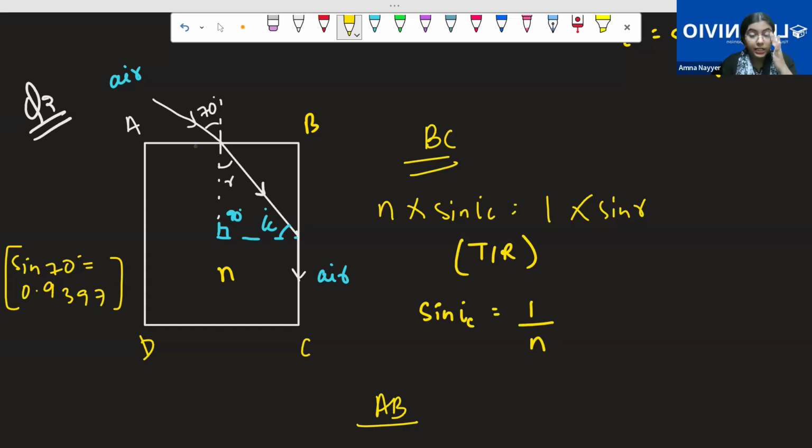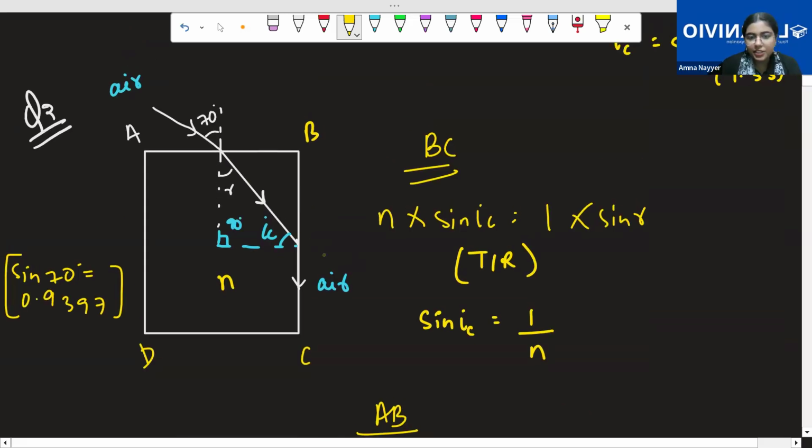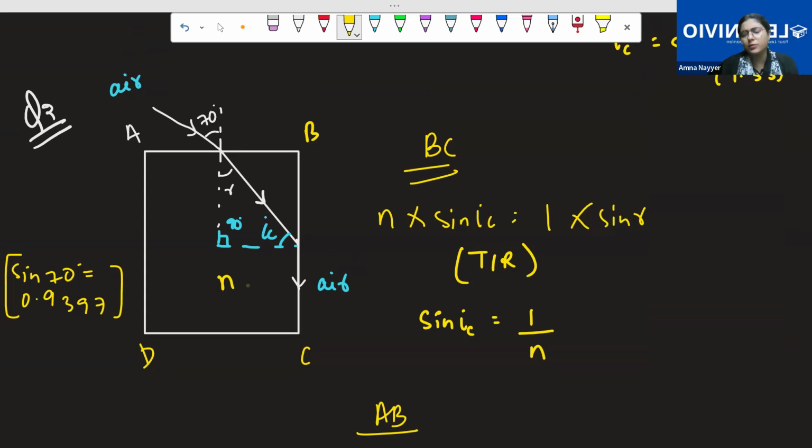One more thing here: the angle of incidence that is given is already 70 degrees. This 70 degrees is the main actual angle of incidence. This is the refraction, so this is also known to us. We can utilize it wherever we need it. Now coming to this surface AB. There is a change of medium here, from glass to air or whatever the surface is, because it has not been mentioned. Similarly, here also from air to this surface, the light ray is entering.